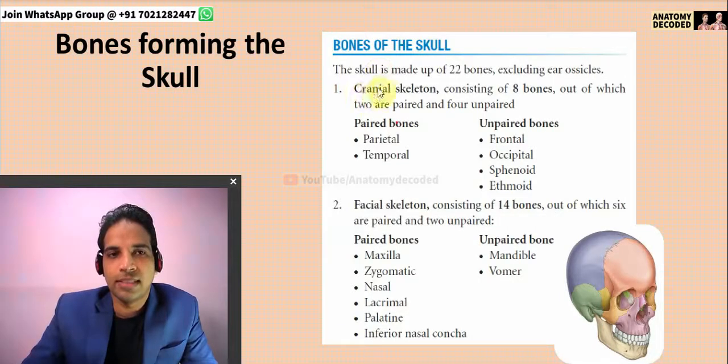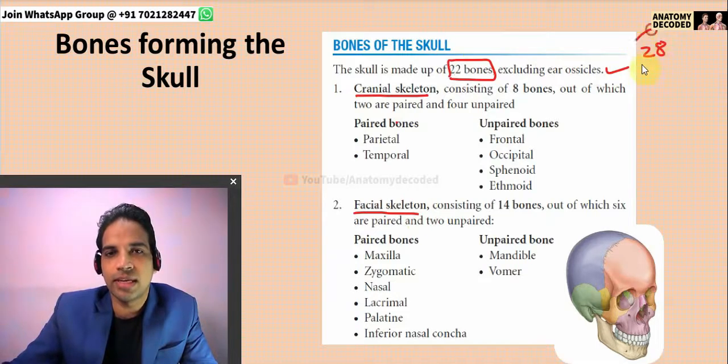So here we can see the bones forming the cranial skeleton as well as bones forming the facial skeleton. In all, the skull has got 22 bones, excluding the ear ossicles. If ear ossicles are included, it becomes 28, because 3 ear ossicles on each side will add 6 more bones. So cranial skeleton includes paired bones and unpaired bones.